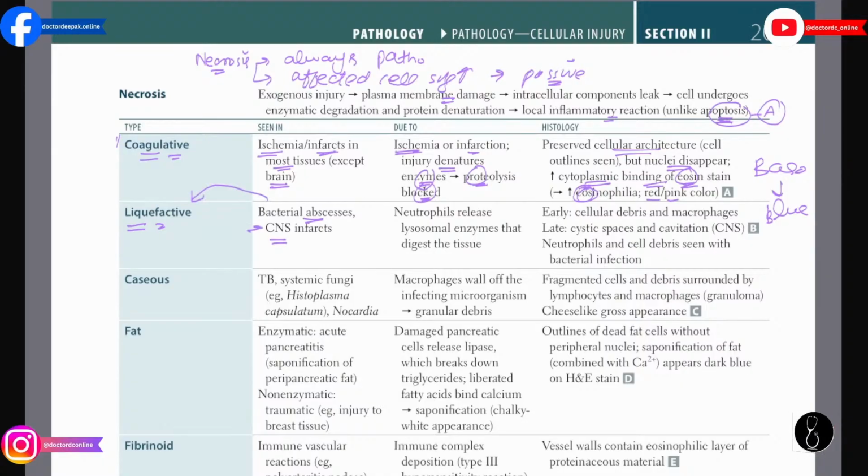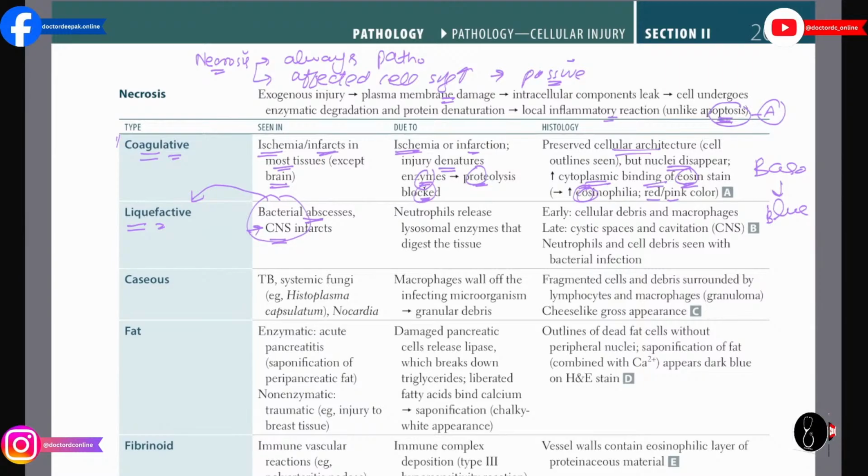Then second, if a person has CNS infection. So these are the two important causes in which you get liquefactive necrosis. It means it can be seen in bacterial abscess or CNS infection. Now, why is this liquefactive necrosis going to happen?